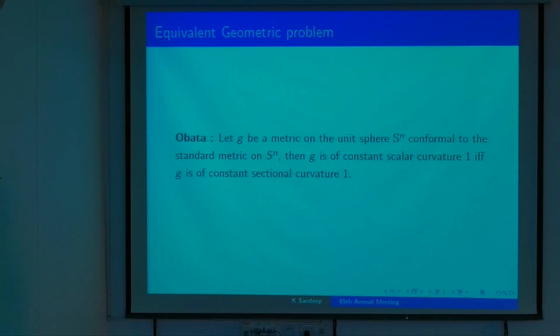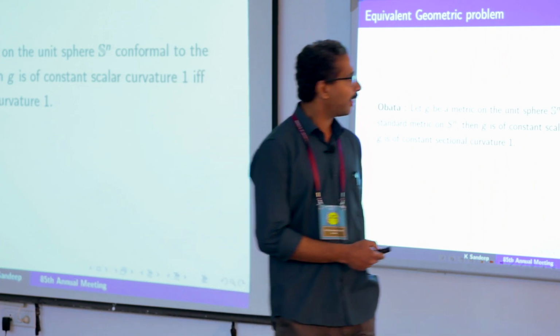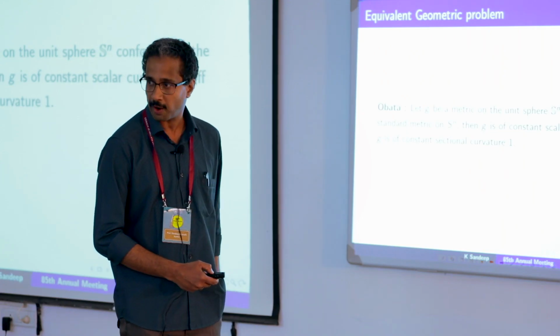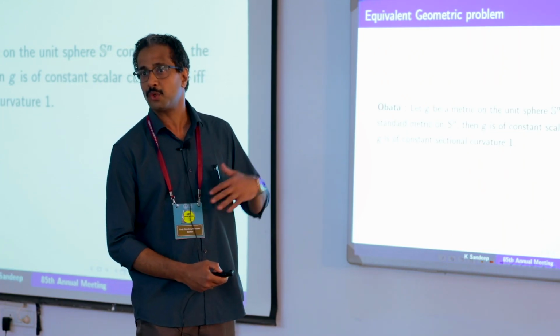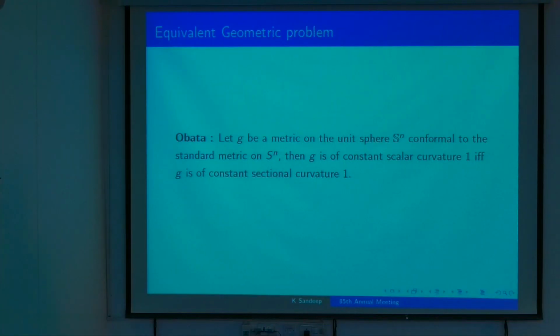And in fact, this problem is also connected to a problem in differential geometry, and there is a theorem due to Obata. Let g be a metric on the unit sphere S^n, conformal to the standard metric on S^n. Then g is of constant scalar curvature 1 if and only if g is of constant sectional curvature 1. Again, you can show that these two things are equivalent. So again, I am trying to tell you that things may look like just an inequality, but there are so many hidden things behind all of this, okay.